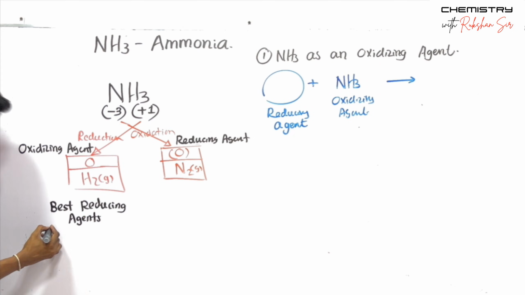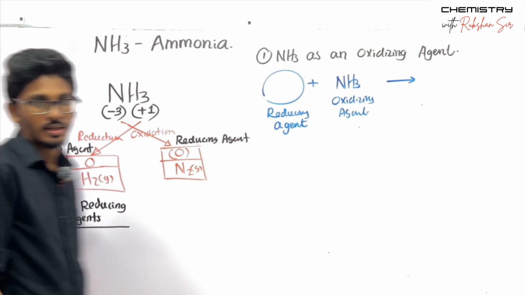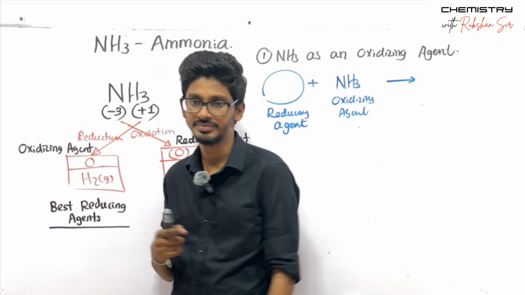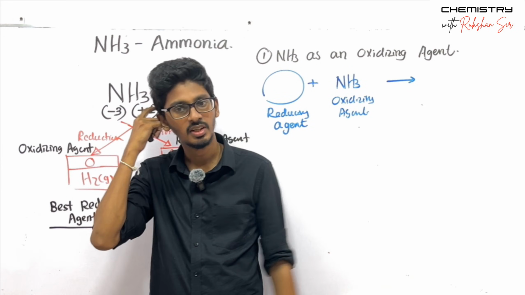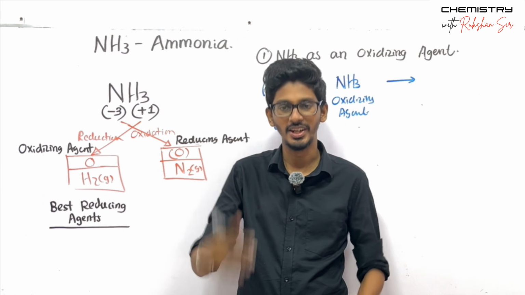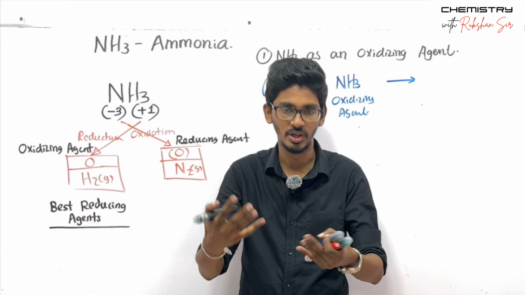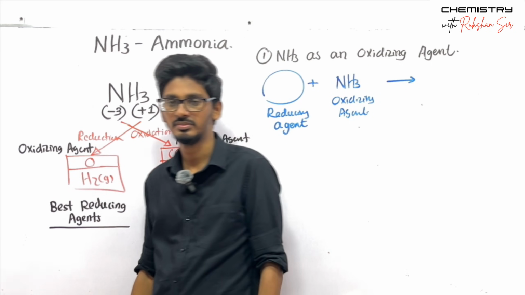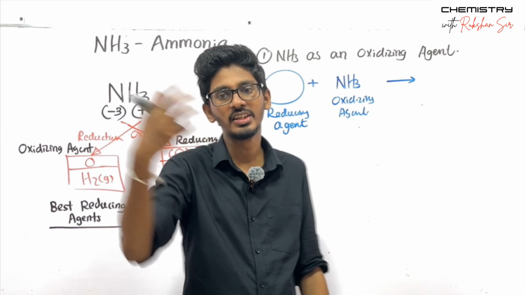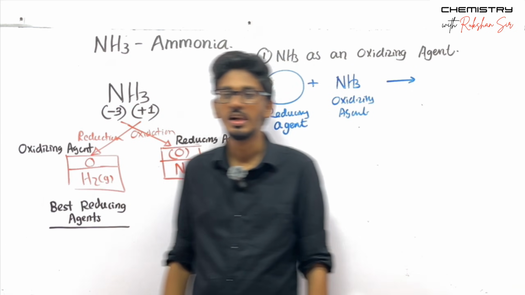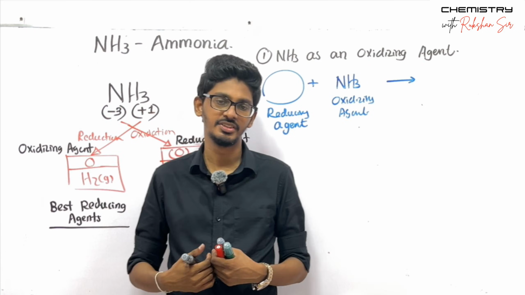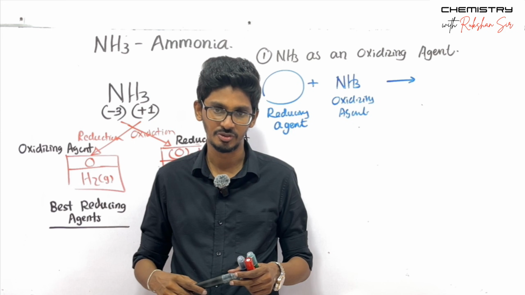Reducing agents are the ones which are keen to get oxidized. Reducing agent means it is getting oxidized. If you get oxidized, you can refer to yourself as a reducing agent. Again, reducing agents are the ones which are keen to get oxidized. Who are the ones most keen to get oxidized in chemistry?